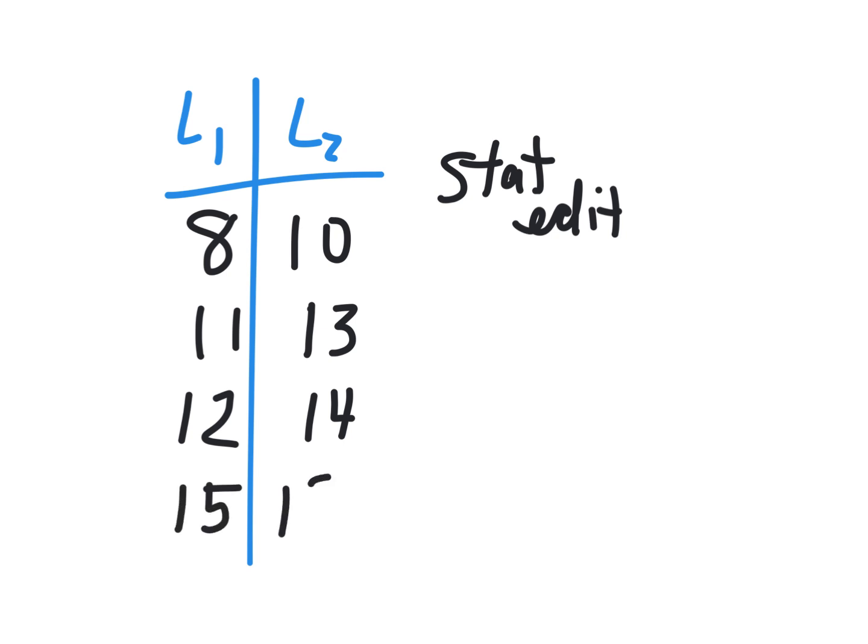15 goes with 18. And that's going to be good enough. If you put in just those 4 pairs of points, 8 total numbers, in list 1 and list 2, then you'll be ready to tell me the linear regression, and that's just that thing called linreg. That's under stat. Calculate linreg.